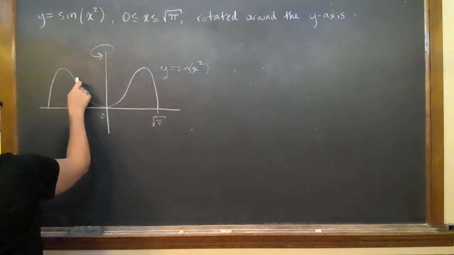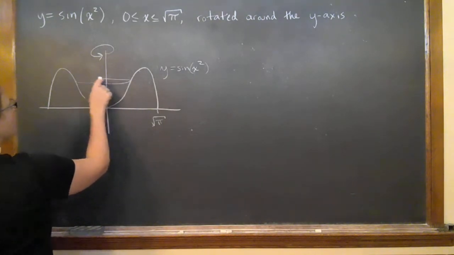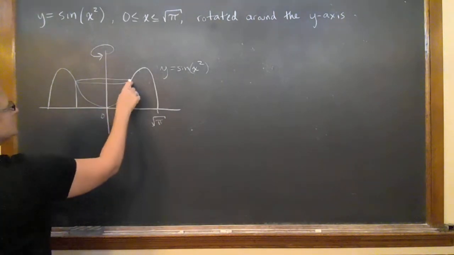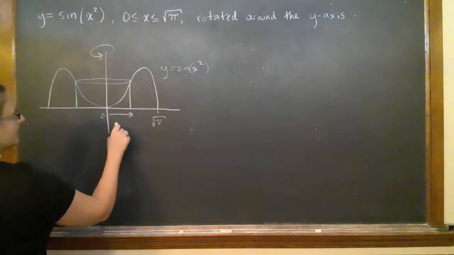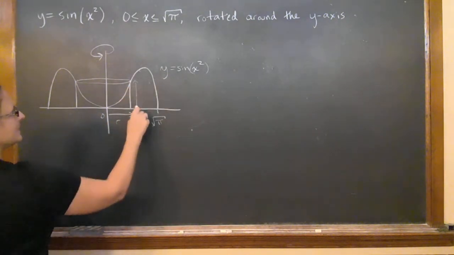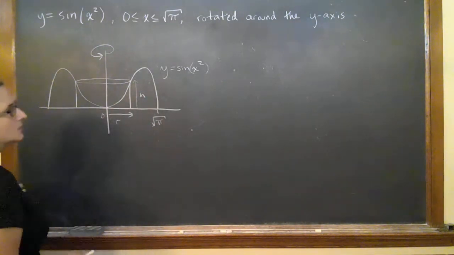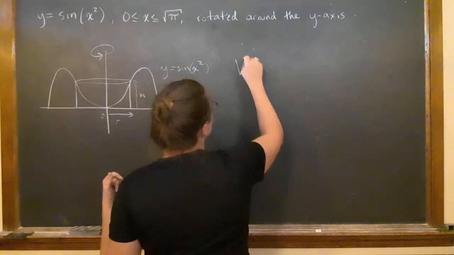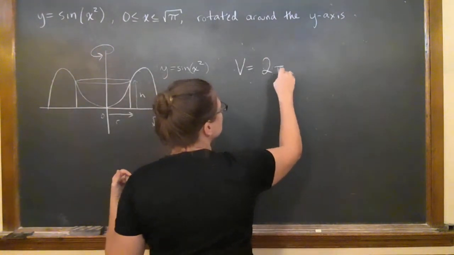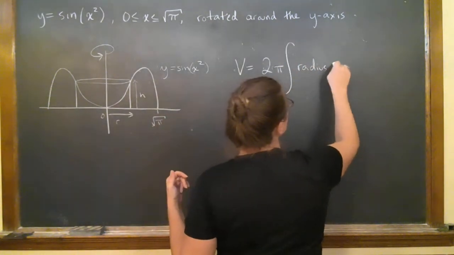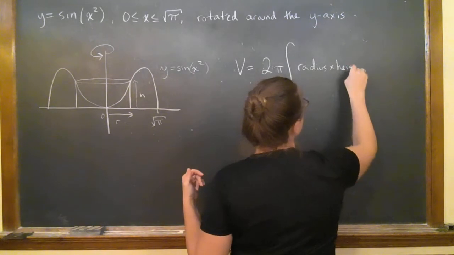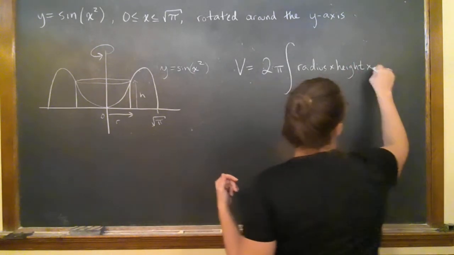And my cylinder is going to look like this. So this is the radius, and this is the height of the cylinder. So my formula was 2 pi times the radius times the height times d thickness.